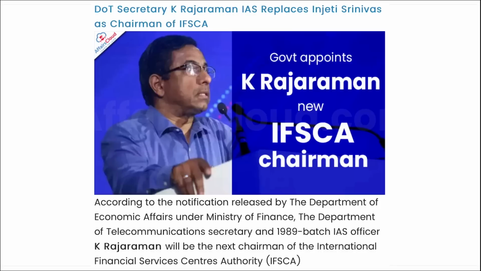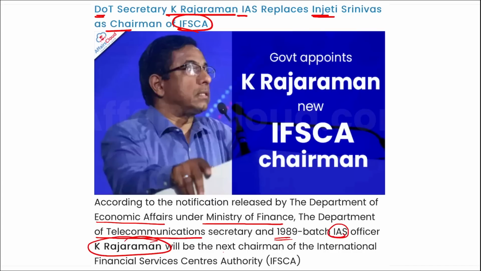Next, here you can see DOT Secretary K. Rajaraman, an IAS, has replaced Injeti Srinivas as the chairman of IFSCA. I repeat, according to the notification released by the Department of Economic Affairs that comes under the Ministry of Finance, the Department of Telecommunications Secretary and 1989 batch IAS officer K. Rajaraman will be the next chairman of IFSCA.